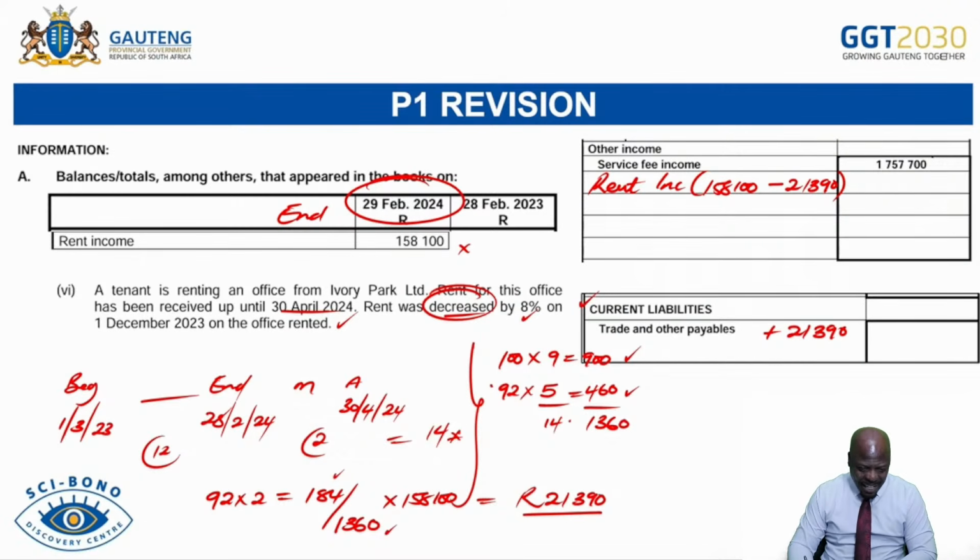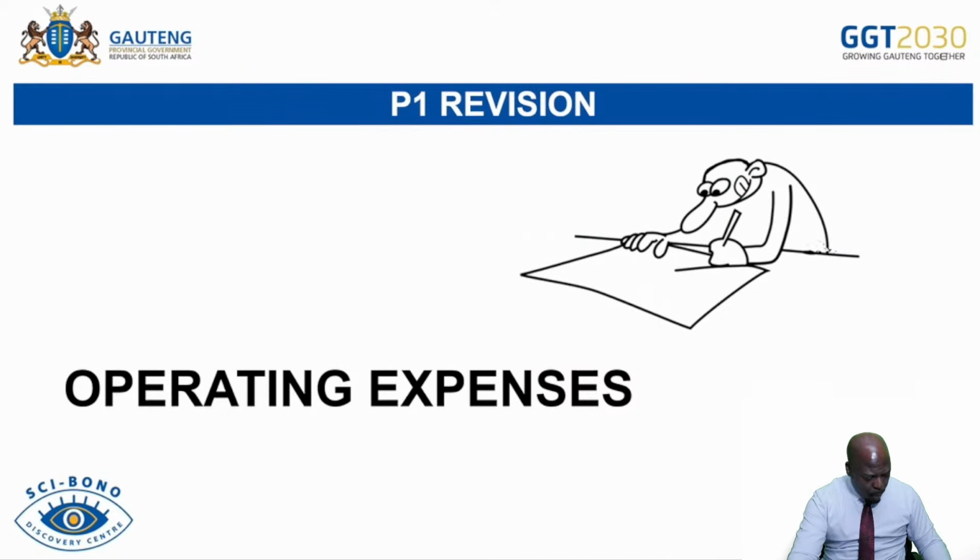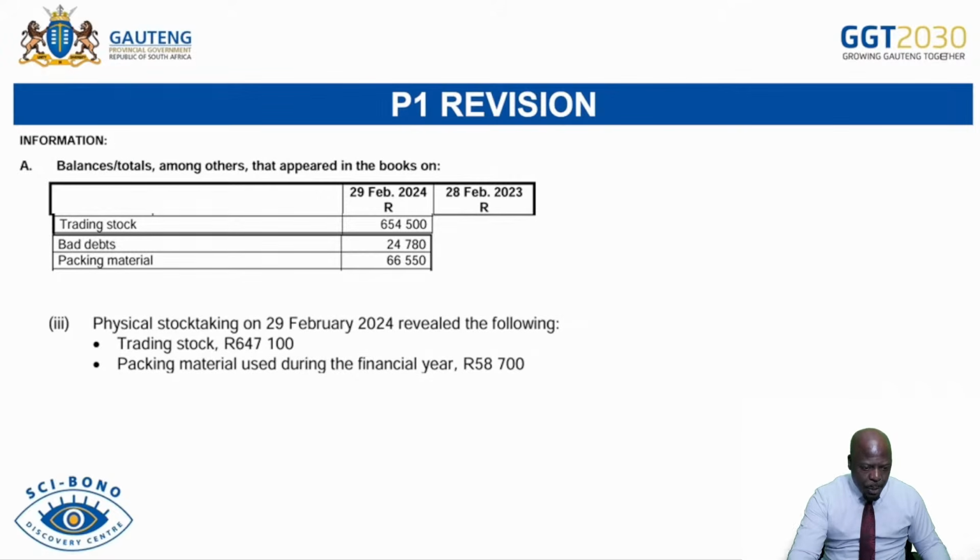Welcome back, guys. All right, so we're going to move on to the next part. Remember, we have done other income. Let's go and look at our operating expenses. And we're going to look at a few adjustments before we can move on to the next part. All right, so the first adjustment that we're going to look at has to do with trading stock deficit, trading stock surplus.